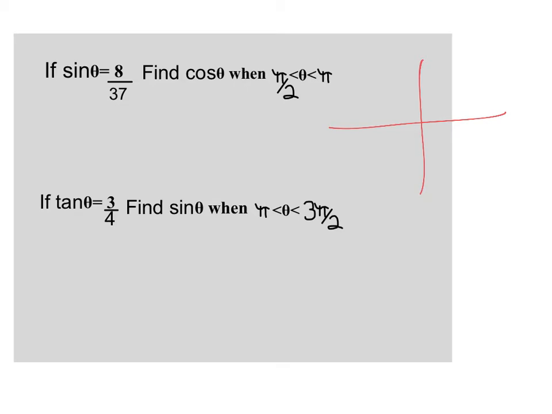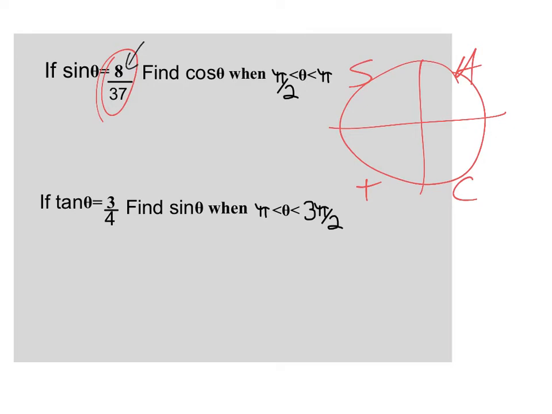So I'm thinking that I better figure out which quadrant I'm in. It says sine is positive. See, 8 over 37 is positive. And therefore, I must be in either A or S, which is quadrants 1 or 2. Why? Because the sine's positive. See, there's no negative here. And so therefore, it can't be here and it can't be here.